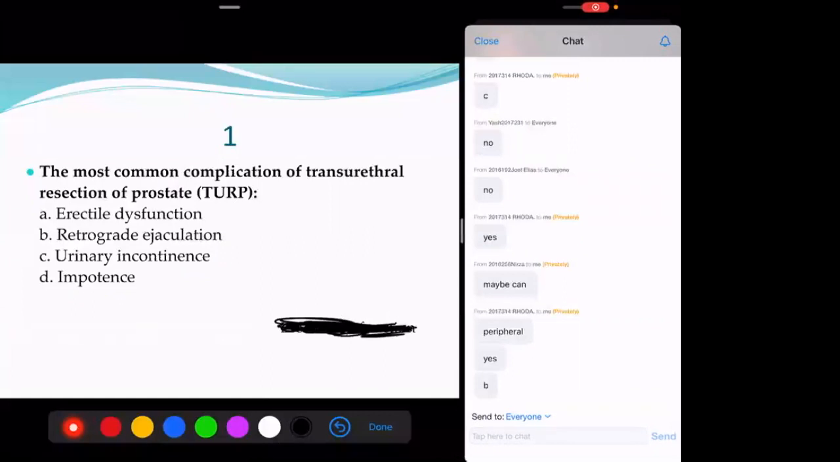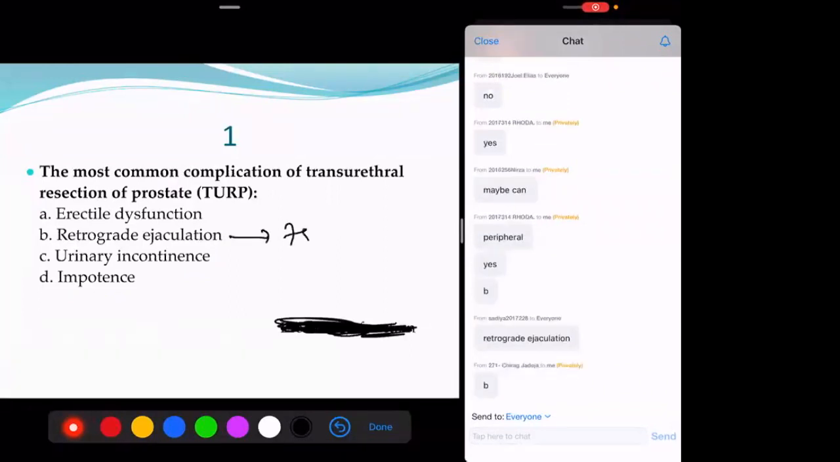Okay. The most common complication of transurethral resection of prostate is, in this option, retrograde ejaculation. I've told you 75% of cases will develop retrograde ejaculation.